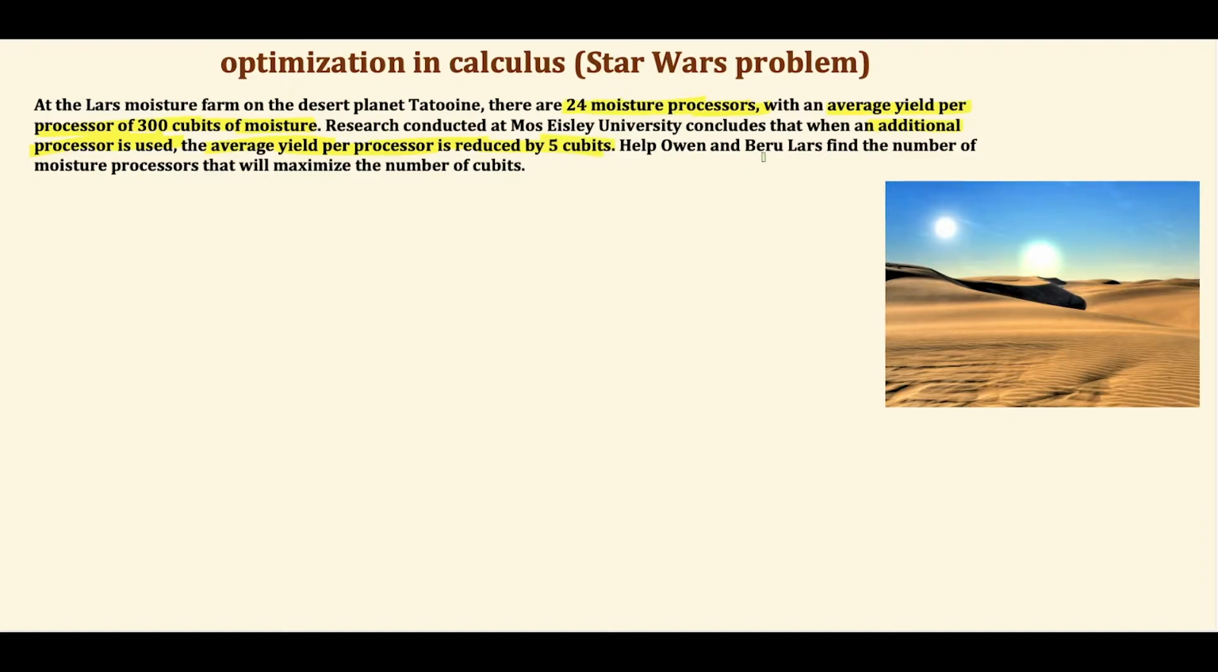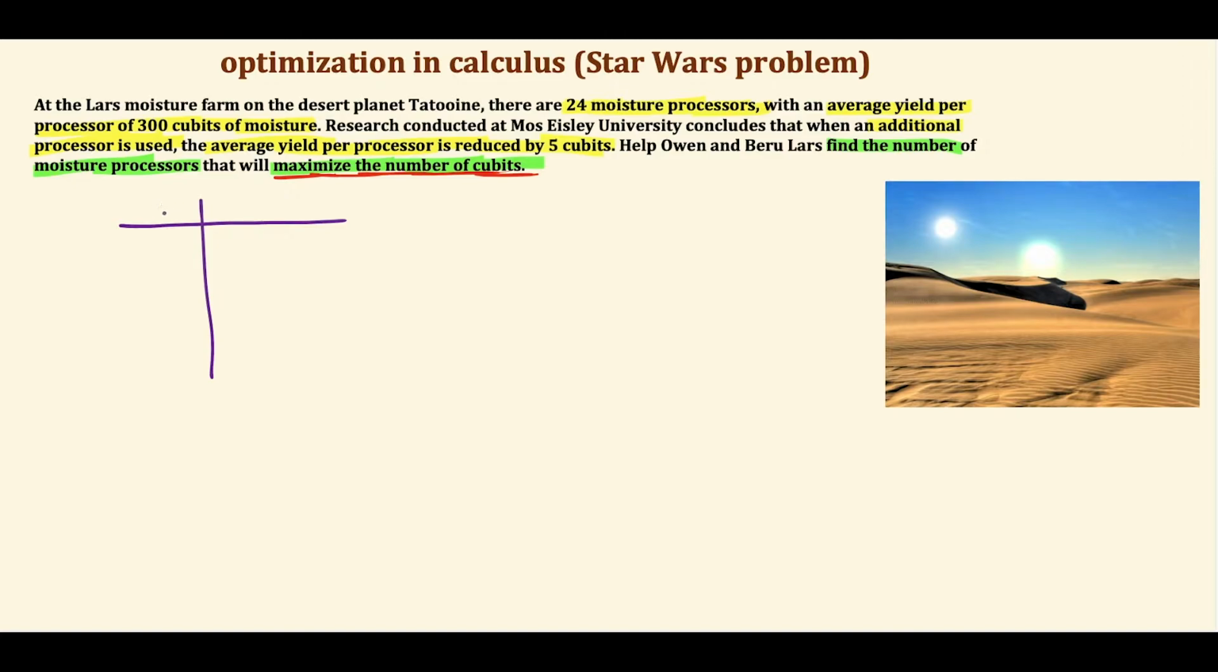Now here comes the actual question. We have to help Owen and Beru Lars find the number of moisture processors that will maximize the number of cubits. So the main phrase here to look at is we want to maximize the number of cubits of moisture. So that's our task. And for this question, I'll be honest, what I struggled with big time was just understanding what's actually happening in this question. Like, how do I even set this up?